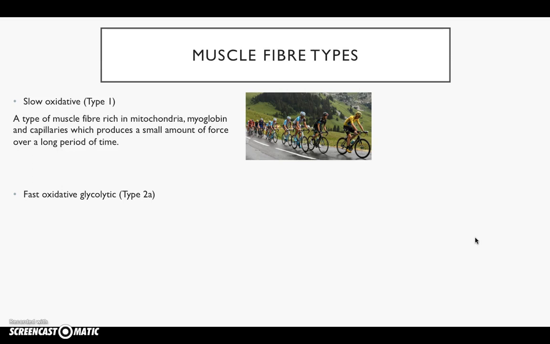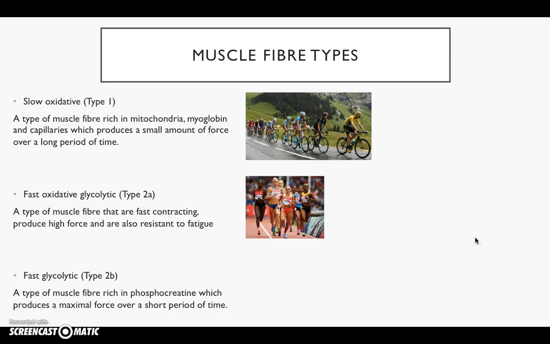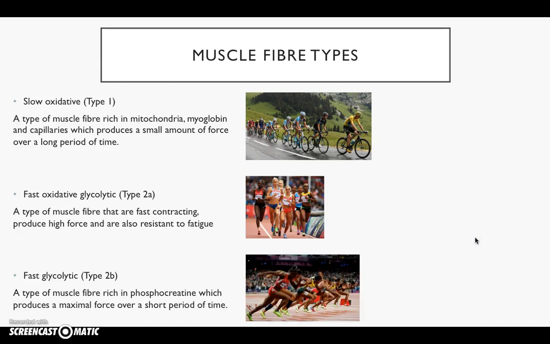Second one is fast oxidative glycolytic, which is type 2A. A type of muscle fibre that is fast contracting, produces high force, and is also resistant to fatigue. So you're looking at kind of like 800-meter distance for the fast oxidative glycolytic system. That's type 2A. And then we have type 2B, which is fast glycolytic, so no oxygen at all. A type of muscle fibre rich in phosphocreatine, which produces a maximal force over a short period of time. So example here, you've got the 100-meter sprint, or again, the shot put or javelin throwing events. So there are three muscle fibre types: slow oxidative type 1, fast oxidative glycolytic type 2A, fast glycolytic type 2B.